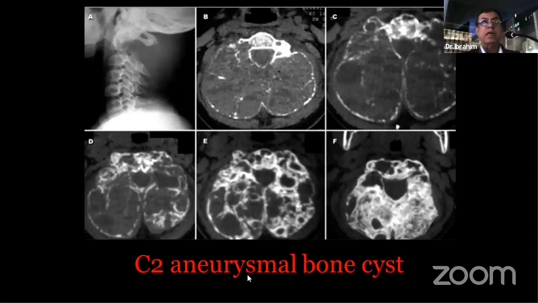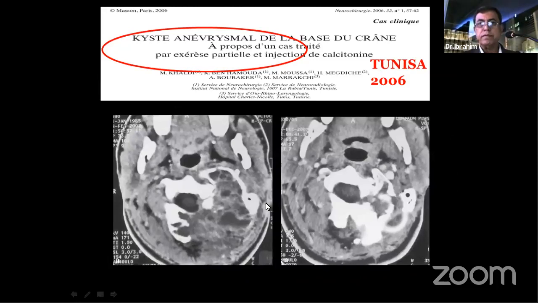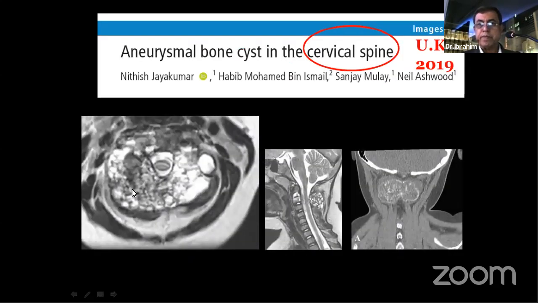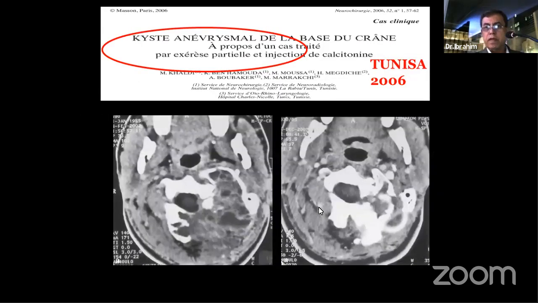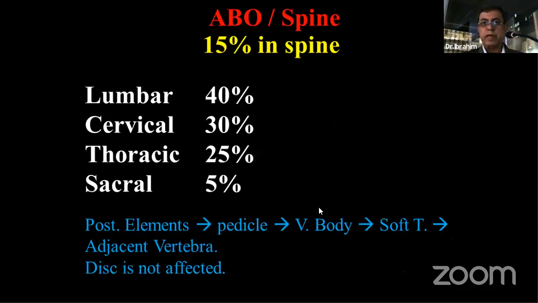Examples of these aneurysmal bone cysts in the cervical spine. And look at this huge thing and the multiple fluid levels. Here, the same thing, destroying the bone and the cervical spine, anterior and posterior, from UK, from Neil Ashwood. From Tunisia, and as I said, North Africa, Tunisia, and Morocco are very active in publication, much more than the Asian counterparts. We mentioned that.